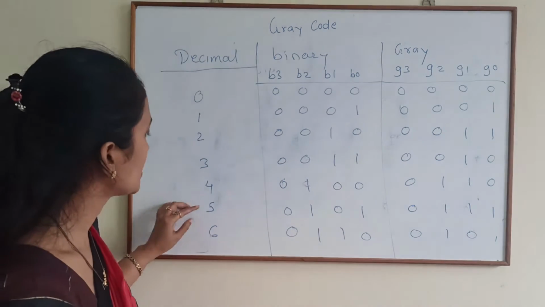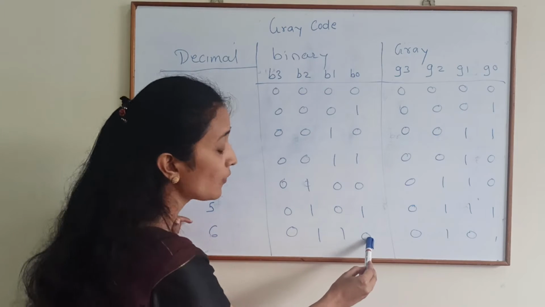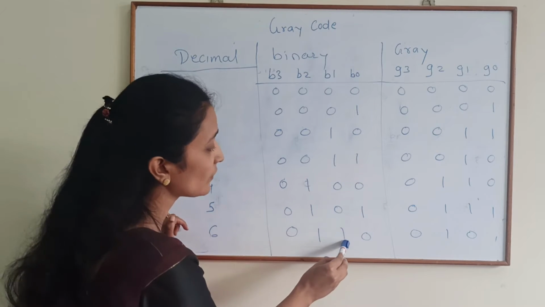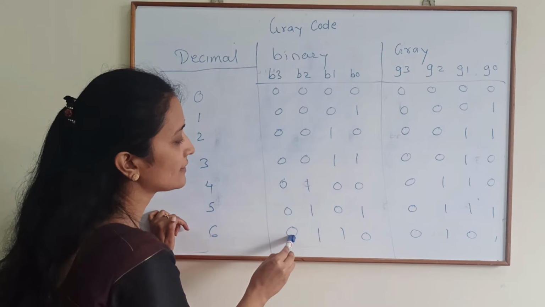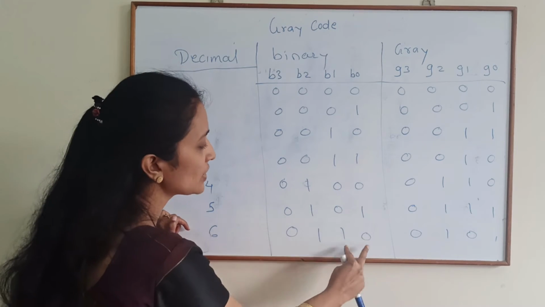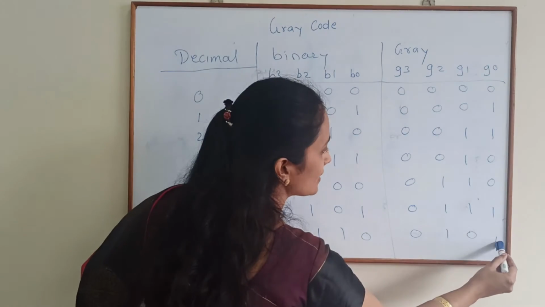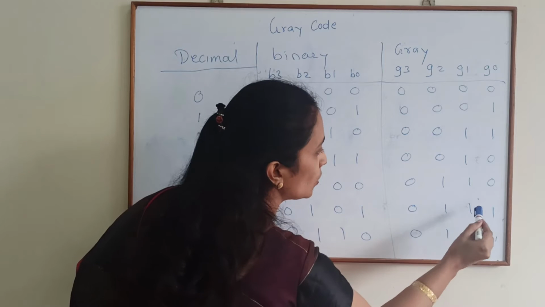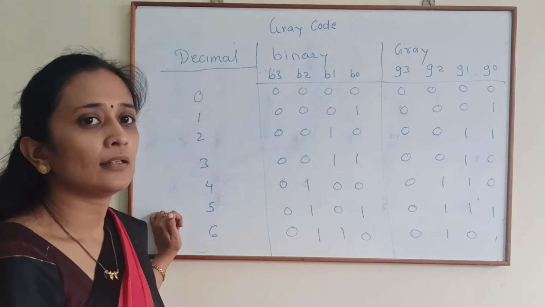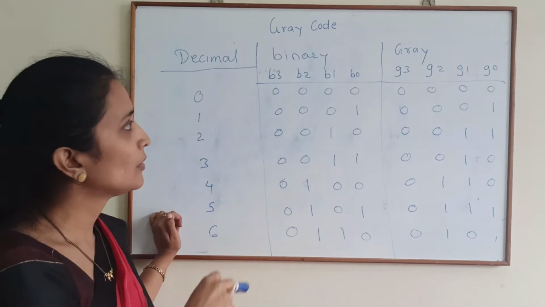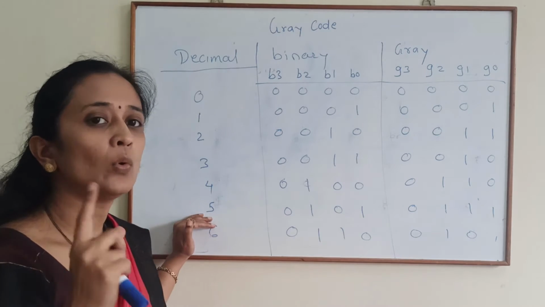We will take the next two numbers, 5 and 6. In binary, 1 switches to 0, first switching, 0 switches to 1, second switching, and 1 remains as it is, 0 remains as it is. So two switchings are there. In Gray code, if we take the same numbers, 1 is as it is, 1 is as it is, 0 is as it is; only one switching is there, 1 to 0. I told this point in the previous concept: two successive numbers differ in only one bit.